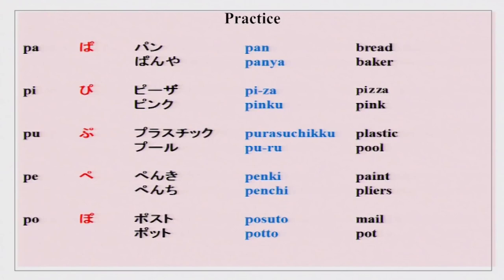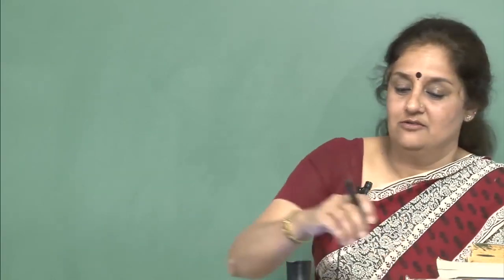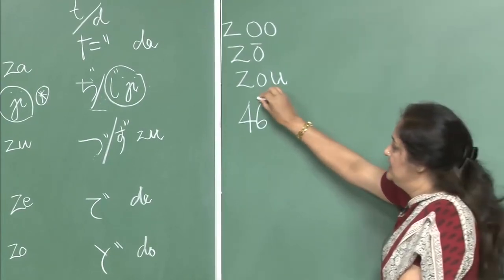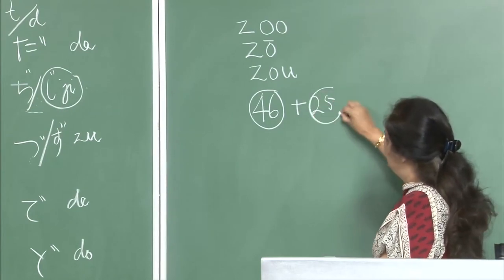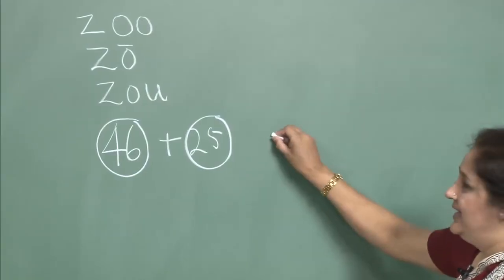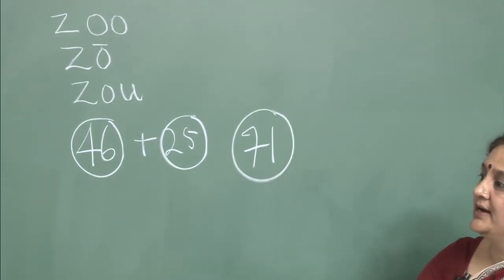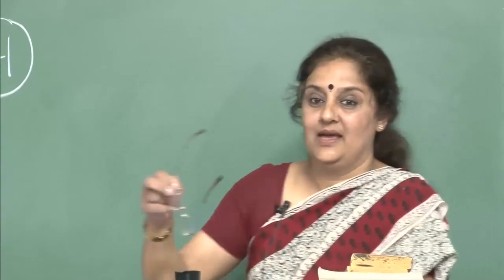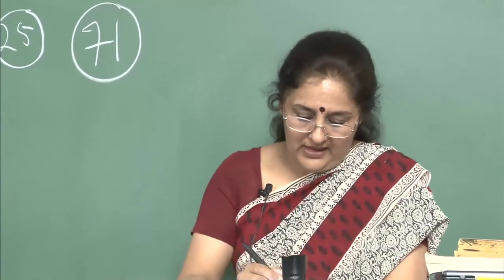Well, we are through with our hiragana set, and now you can see that we did 46 symbols in the first set, 46 sounds in the first set, and today we have done 25 in the second set, and in all we have 71 symbols or sounds in hiragana. So please remember all your sounds, because you'll be making a lot of words with them, and we'll be requiring them to make new words every day.